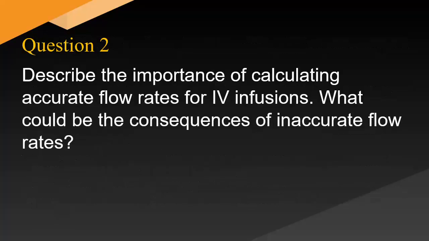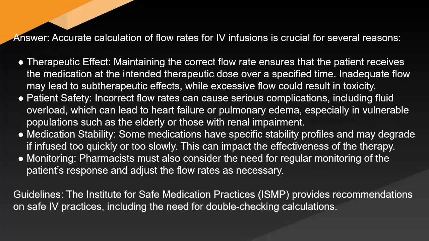Describe the importance of calculating accurate flow rates for IV infusions. What could be the consequences of inaccurate flow rates? Answer: accurate calculation of flow rates for IV infusions is crucial for several reasons. Therapeutic effect. Maintaining the correct flow rate ensures that the patient receives the medication at the intended therapeutic dose over a specified time. Inadequate flow may lead to subtherapeutic effects, while excessive flow could result in toxicity.